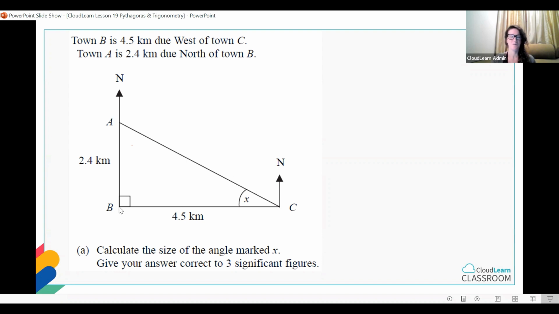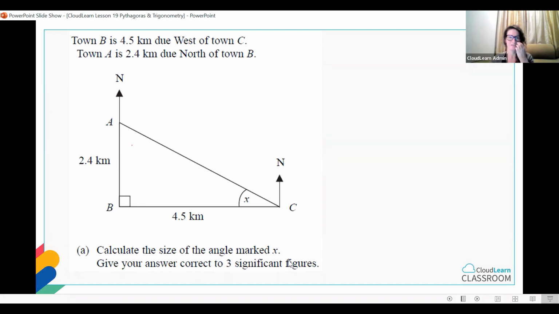What would you want to do? You'd want to start by putting town C in and then think, okay, well, west, so north, east, south, west is in that direction. I draw a line that way. It wouldn't have to be exactly 4.5 because we're not measuring anything, we're just doing calculations, so it's just an estimate. And then going north 2.4 kilometers, just drawing that diagram in so you've got something to work with for your calculations. And then calculate the size of the angle marked X.